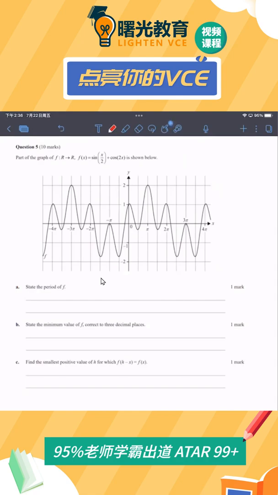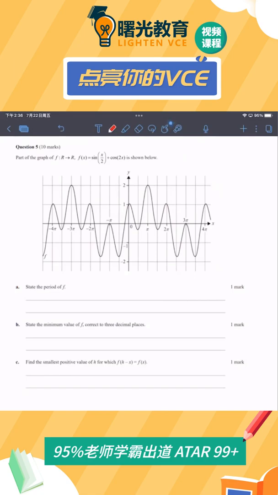Now, let's look at this question. This is a typical trigonometry problem. It provides the original function and the graph. First one, we need to state the period of the function. Obviously, you can see parts A, B, C are each 1 mark, so you don't have to write too many things. Just give the answer straight.